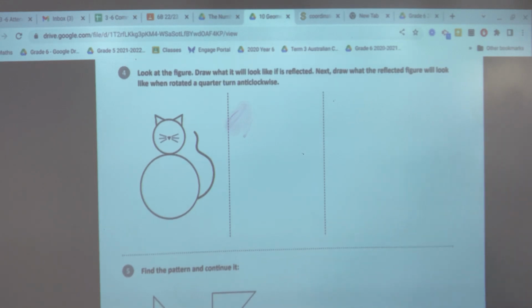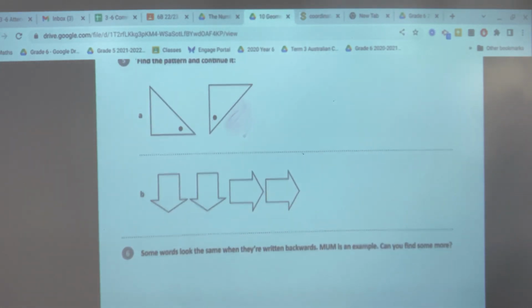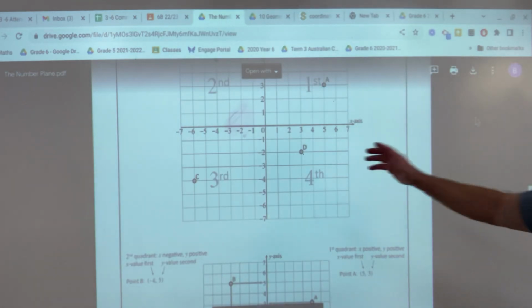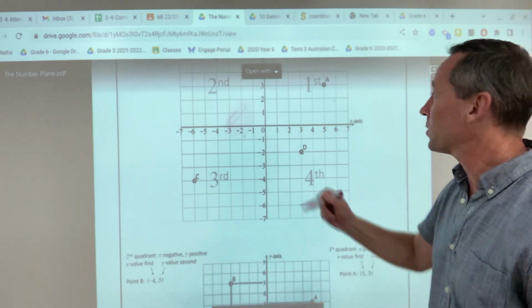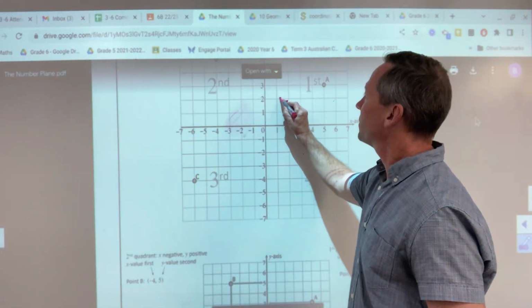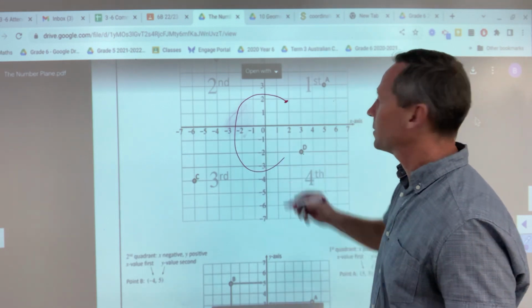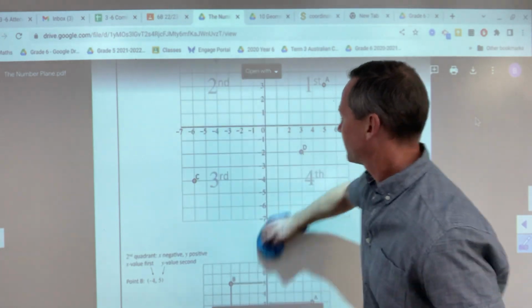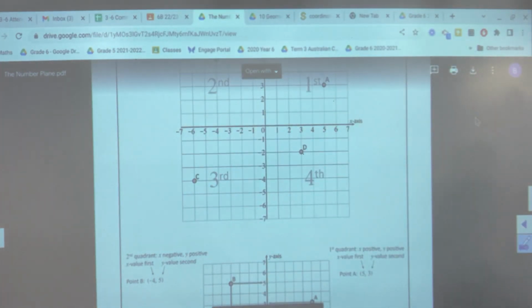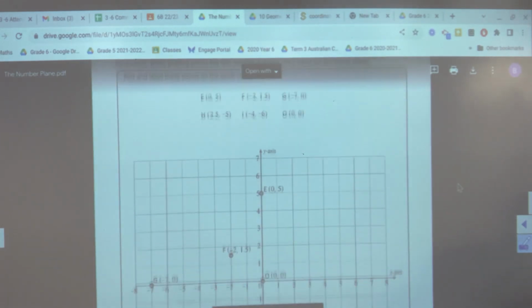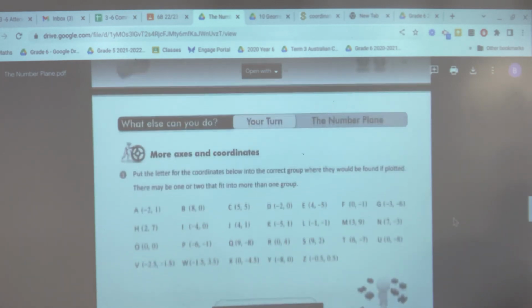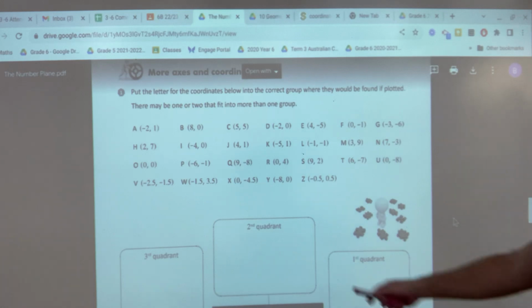You can try some of these reflections. It's a cat, some shapes down here. The grade 7 one comes up with first quadrant, second, third, fourth. Remember, you can draw the C, start here, first quadrant, second, third, fourth. C for Cartesian planes or coordinates. And on this particular one, a bit of high level thinking going on, but have a look at some of these. You can try putting in some of these coordinates.